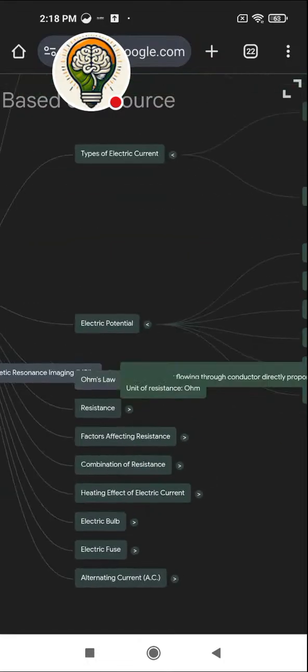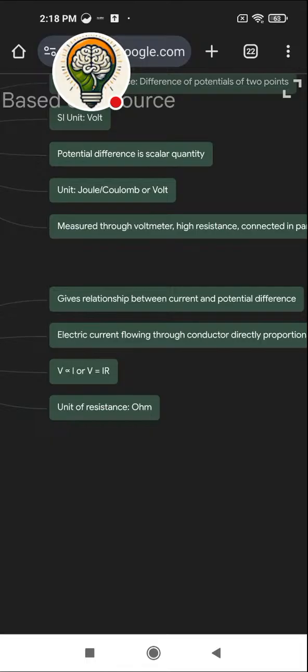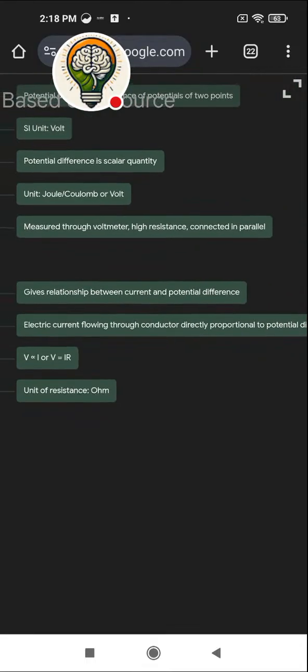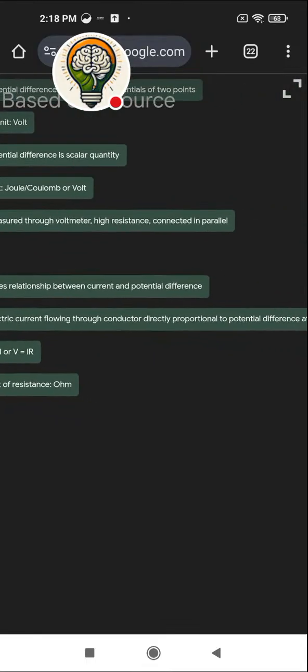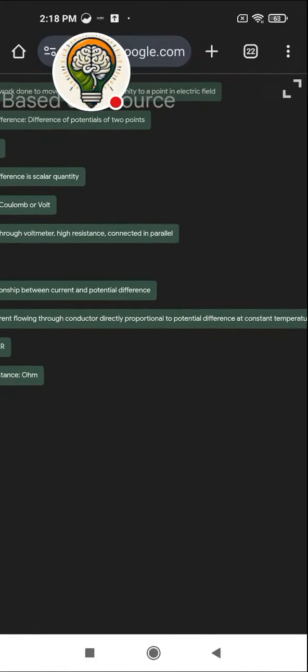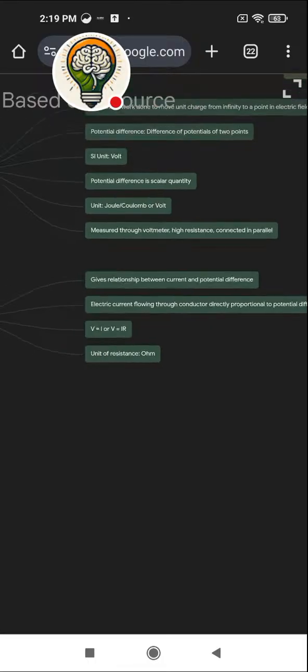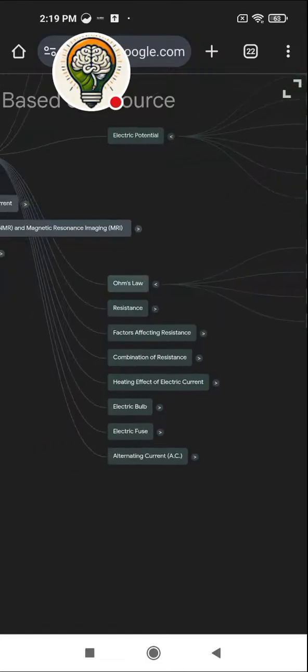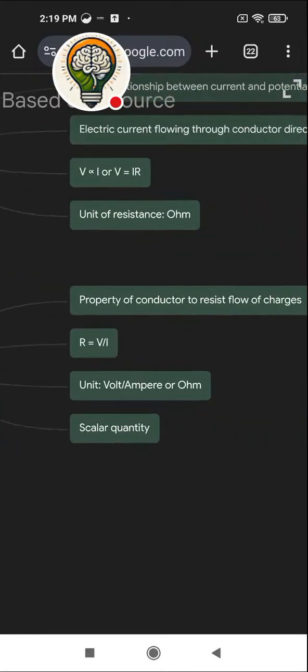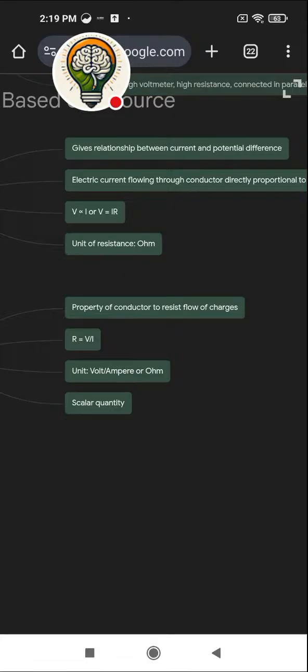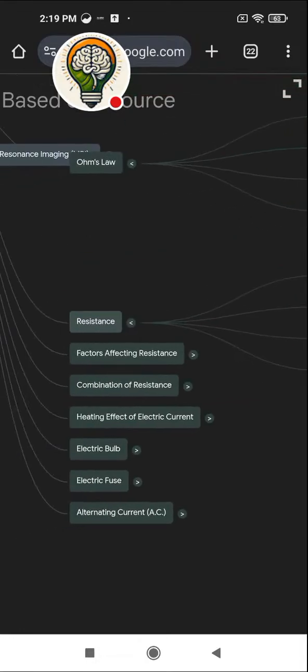Then the Ohm's law, which gives the relationship between current and potential difference. Electric current flowing through a conductor is directly proportional to the potential difference at constant temperature. So V is proportional to I, or V equals IR. Then the resistance, the property of a conductor to resist flow of charge, R equals V by I. Unit volt by ampere or ohm, scalar.